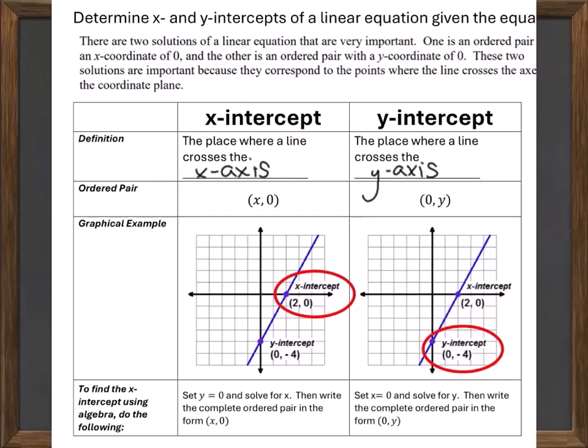Okay, and we have a really simple, quick way to find both intercepts. In order to find the x-intercept, we are going to set y equal to 0 and solve for x. And in order to find the y-intercept, we're going to set x equal to 0 and solve for y. So let's do a few examples to get comfortable with this process.